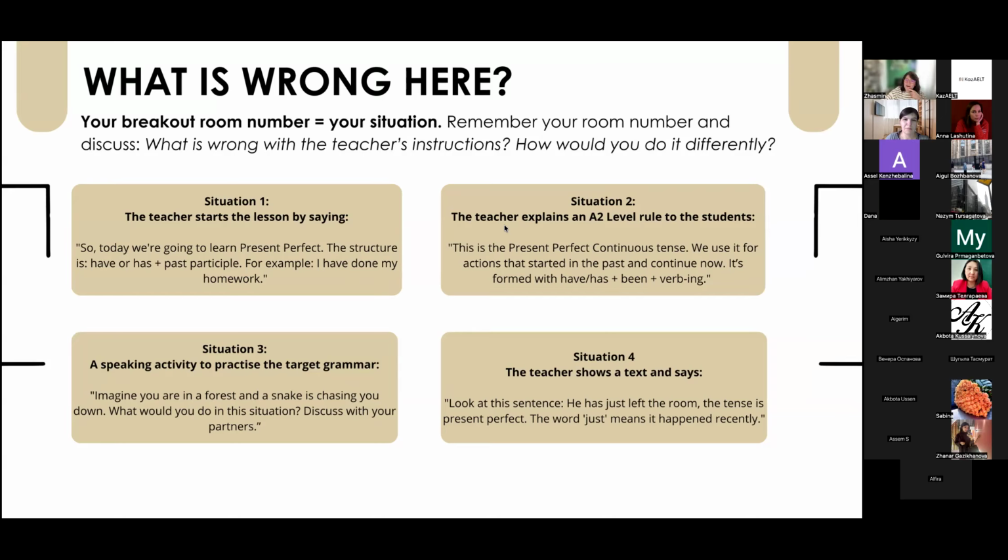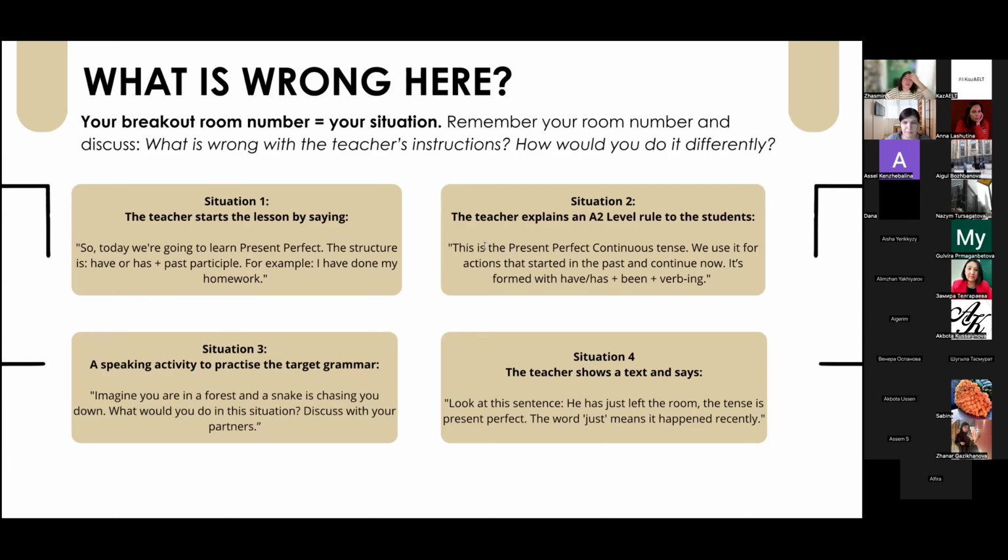Okay. All right. And we are finished. Explicit presentation. Maybe the situation chosen was not the right one. Situation three. Okay. I really liked your responses. So, in the first situation, someone mentioned that there's no lead in. You are correct. There is no lead in.